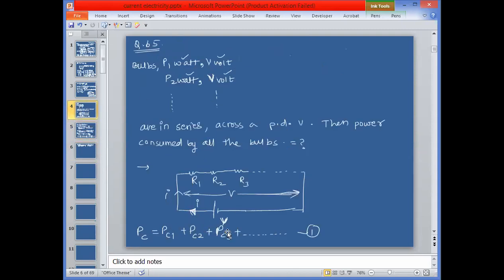P1 plus P2 plus P3, and then we found out P1, P2, P3: power consumed by first, power consumed by second, power consumed by third. Rated power is given to find out resistances. Ratings are generally given to find out resistance. Yes.